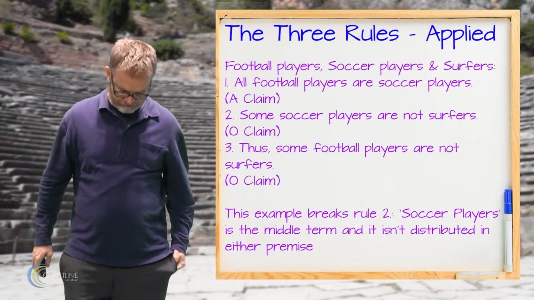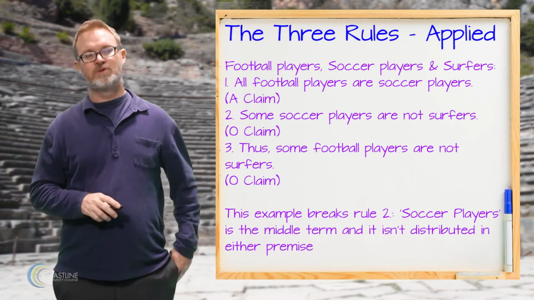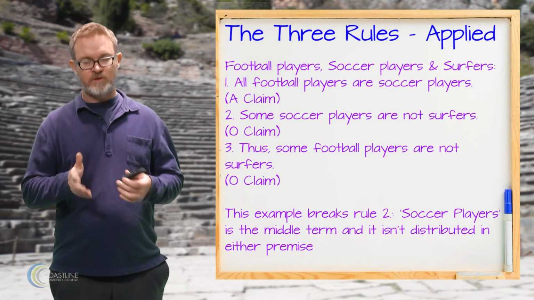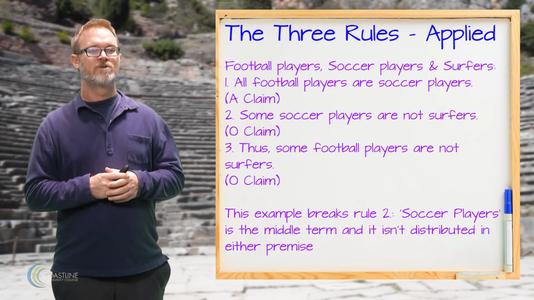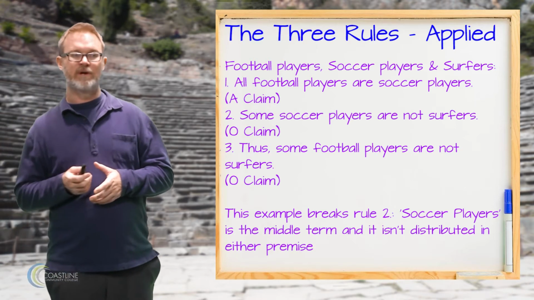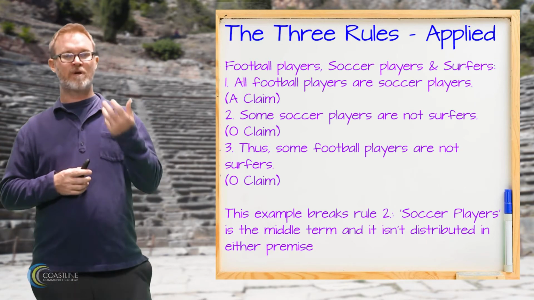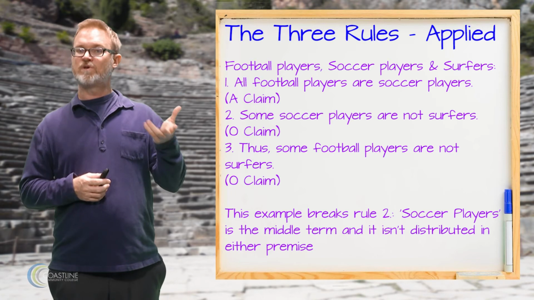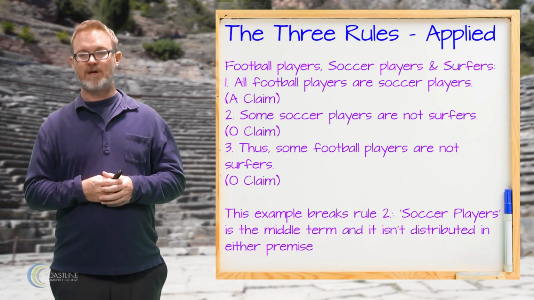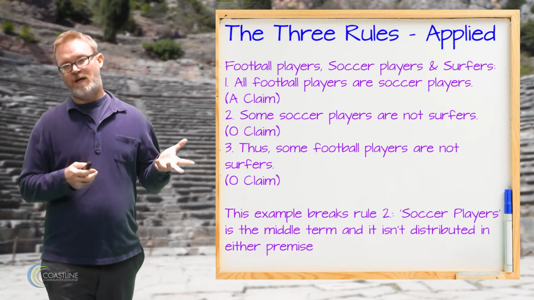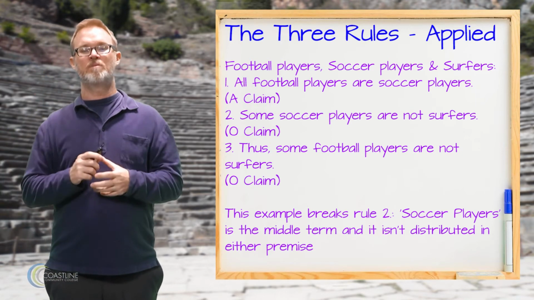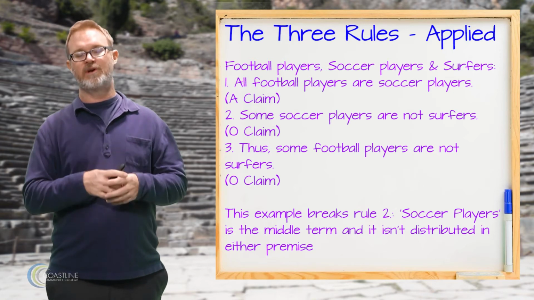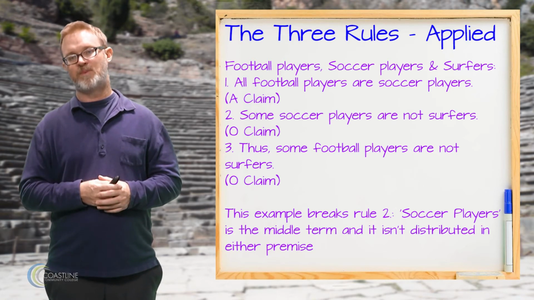Okay? Now what about rule 2? Rule 2 says that the middle term has to be distributed in at least one of the premises. Just one, right? So the middle term here, if you notice, is soccer players. Now, soccer players occurs in the first premise as the predicate of an A claim. Now, if you remember, A claims distribute only the subject term, and so they do not distribute the predicate term. And so soccer players here is not distributed in the first premise.